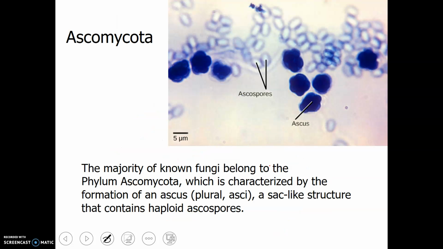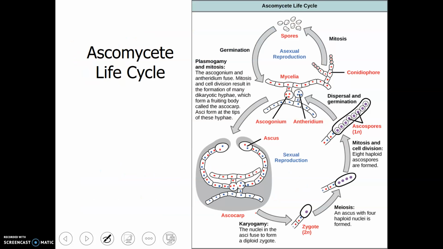The Ascomycota are the next phylum. This is a phylum of fungi. They're characterized because they form an ascus, which is a sac-like structure that contains haploid ascospores. They're just spores. They're called ascospores because they're found in the phylum Ascomycota. The life cycle of the Ascomycota can be asexual or sexual. The asexual is similar to all of the fungal life cycles that we've seen.